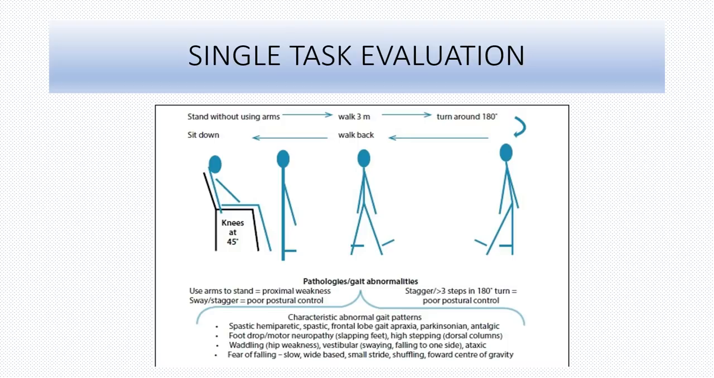And you want to look at, first of all, how they're getting out of the chair. Are they using their arms to stand? If they are, perhaps that's reflective of some weakness in the hip musculature, the thigh musculature. Do they sway or stagger as they get up and walk? Do they take more than 3 steps to turn around?